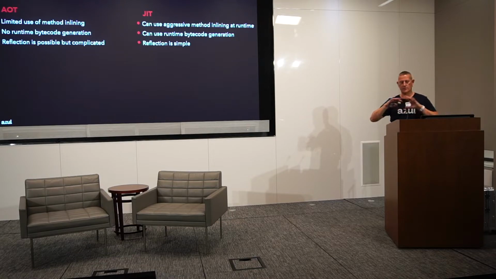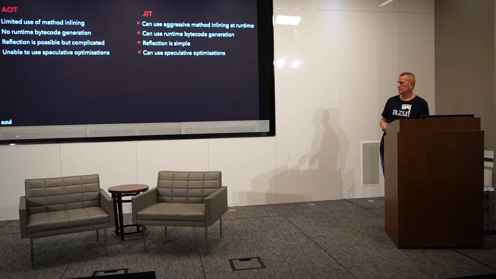So it needs to know the whole world to run. With a JIT, you don't need that. It's dynamic, right? So you can load stuff at runtime. It will optimize it and compile it. AOT doesn't work that way, right? It needs to know everything upfront. You can't use speculative optimization. This is something like branch prediction.